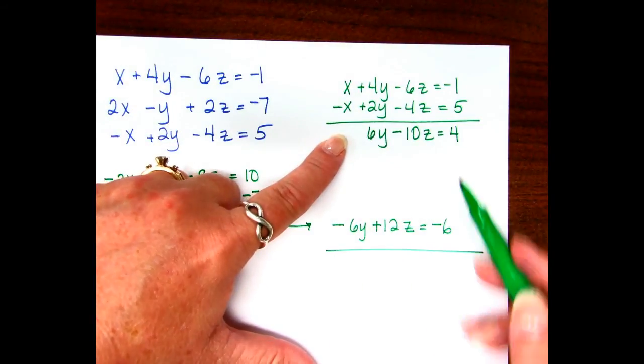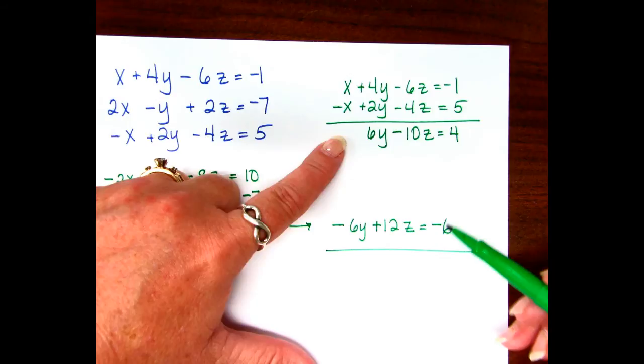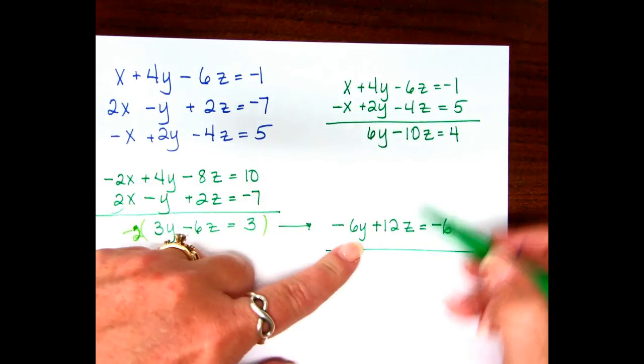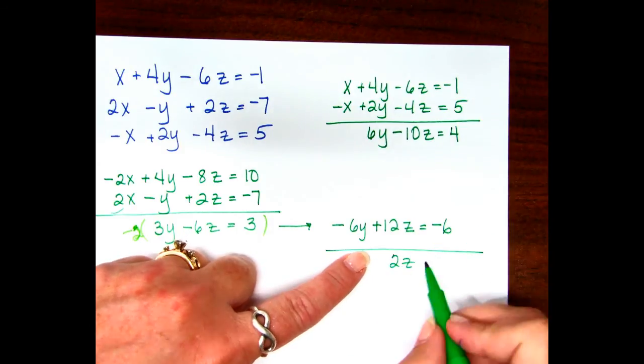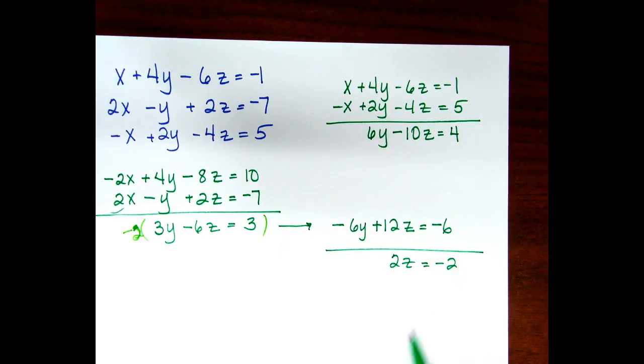Are these two close enough so that I can just add them like this? Okay, so 6y and negative 6y, that's 0. Negative 10z and 12z, 2z, and 4 and negative 6. Haha. Z equals negative 1. What do I do with that? Where would you like to plug it in? Where would be the smartest place to plug it in?